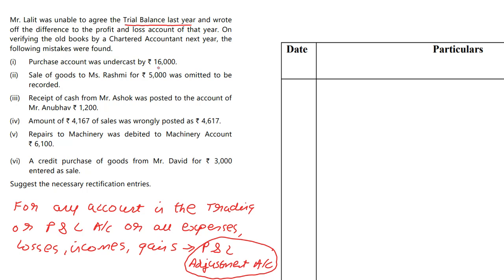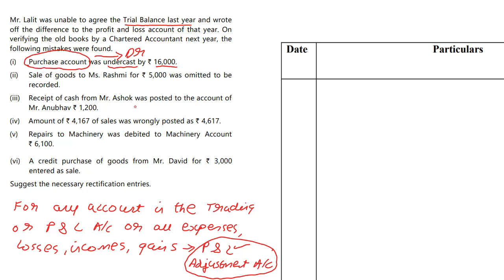Purchase account was undercast by 16,000. Now, remember, the purchase account is in the P&L account, and therefore we cannot use the word purchase account. It will have to be the P&L adjustment account. The purchase account was undercast by 16,000. Now remember, the purchase account by default has a debit balance. If it is undercast, means it is less by 16,000, we need to increase it.